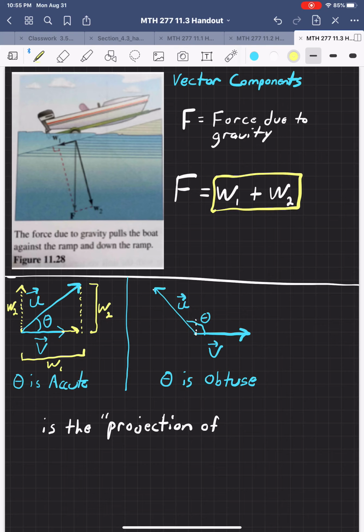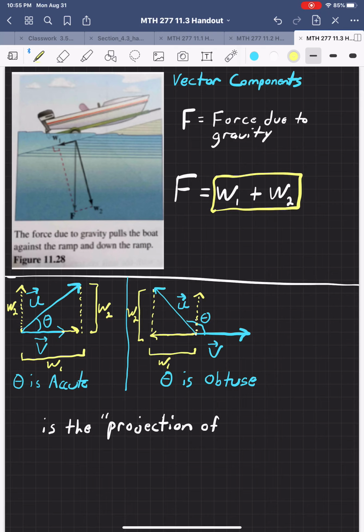Let's do the same thing if that angle were obtuse. In this case, w sub 2 would take on the following form, and then w sub 1 would take on the following form.